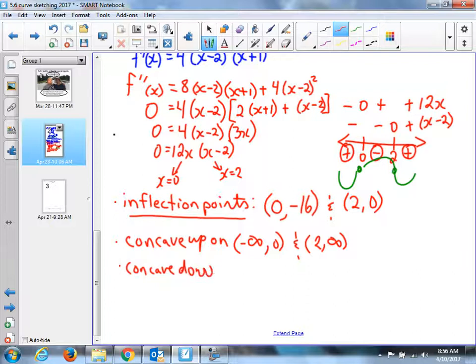My spelling is crappy. We've got those because of the sign of the second derivative. Lastly, is there any asymptotes on this? No, because you don't have a rational function, there's no asymptotes on this. Our intercepts. We pretty much have our intercepts.